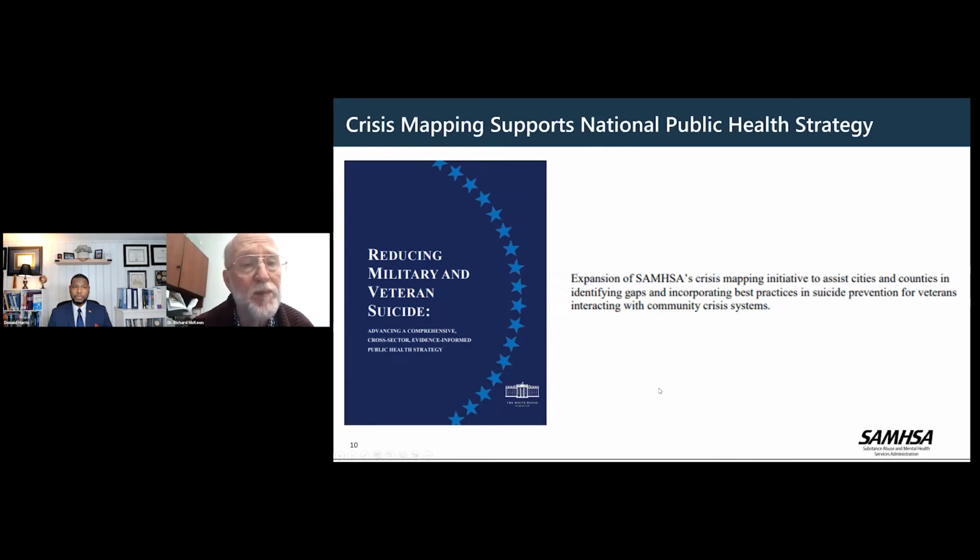But one of those elements of the executive order was the expansion of SAMHSA's crisis mapping initiative to be able to assist cities and counties in identifying gaps and incorporating best practices in suicide prevention for veterans who interact with community crisis systems.